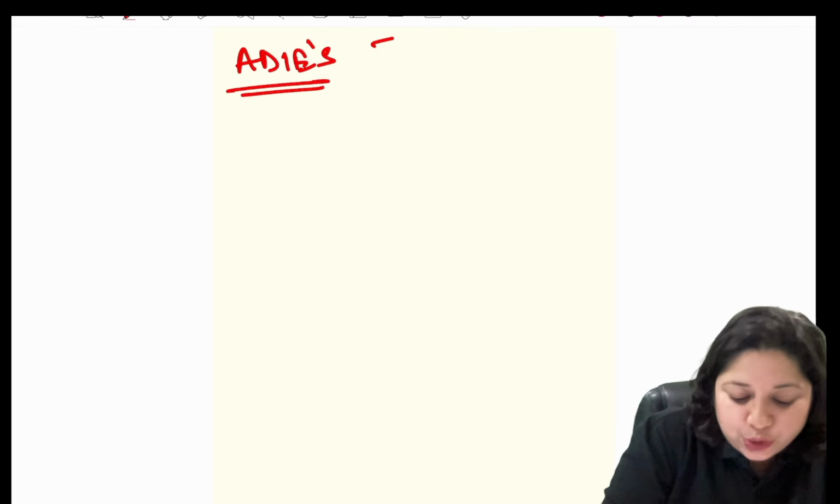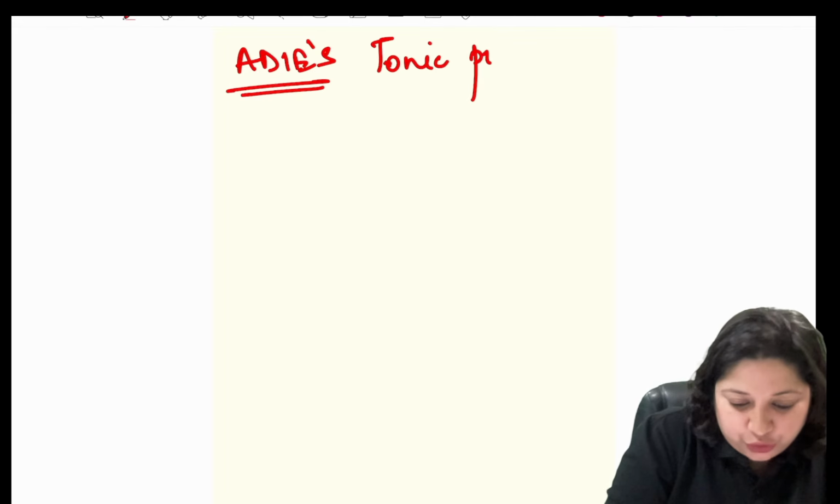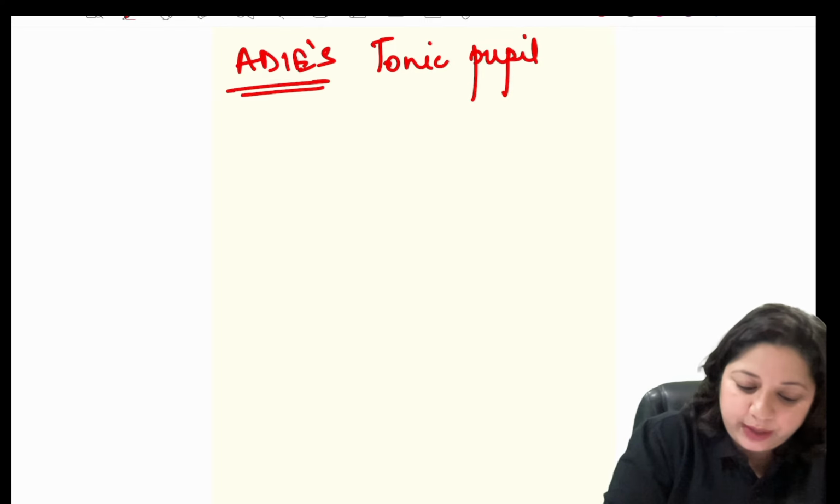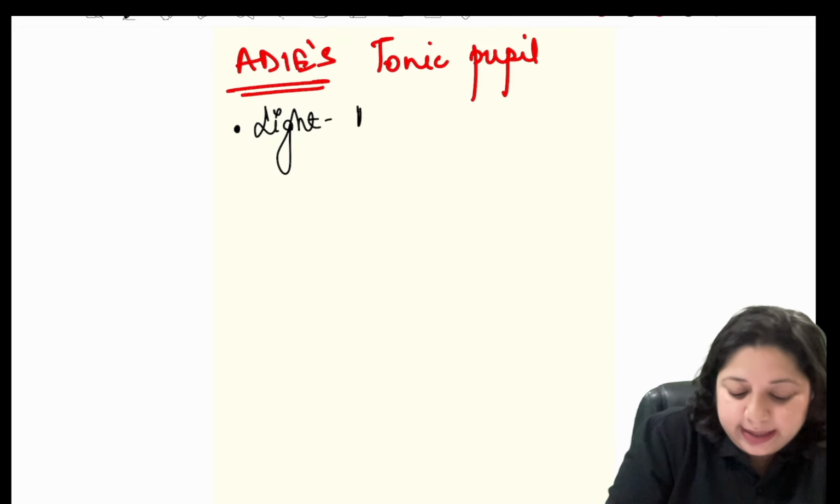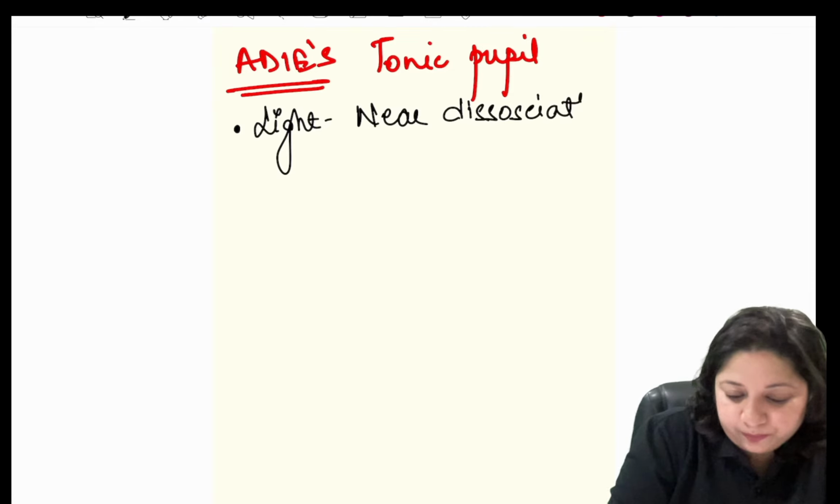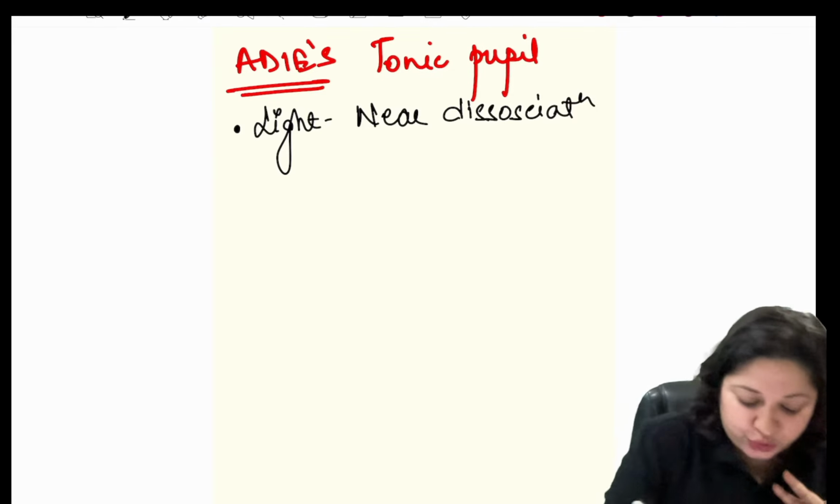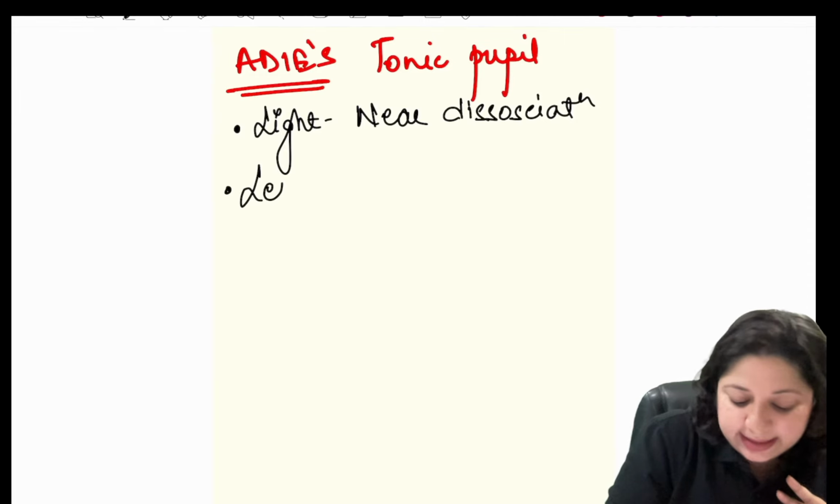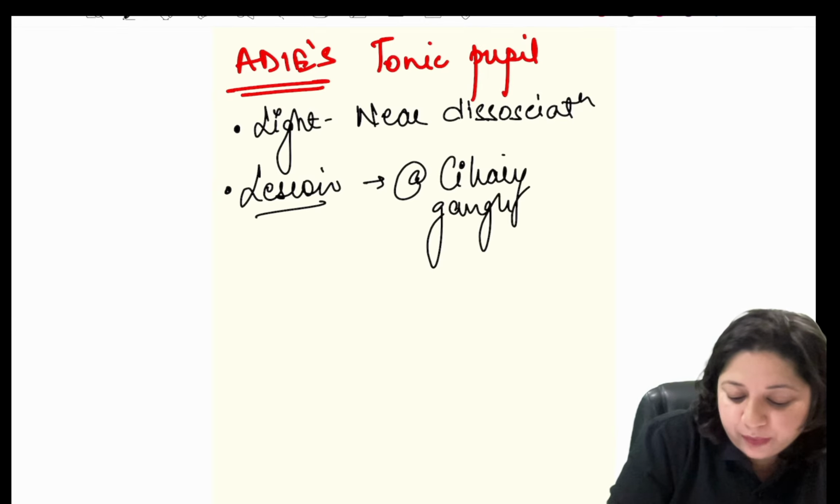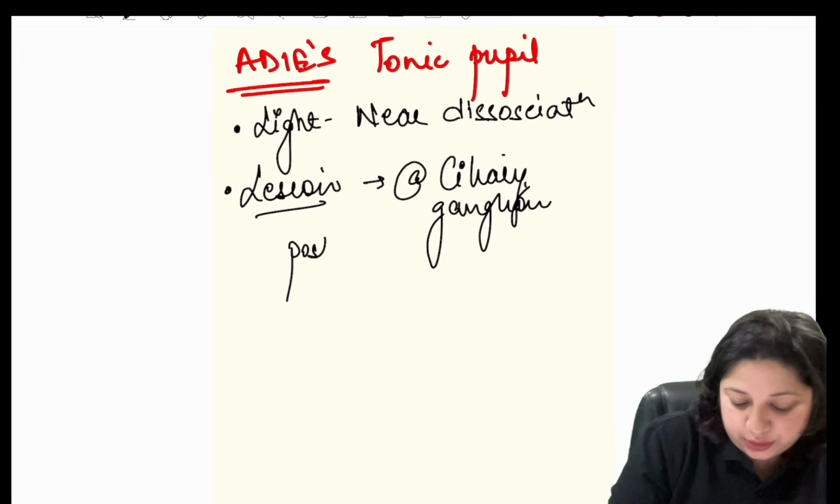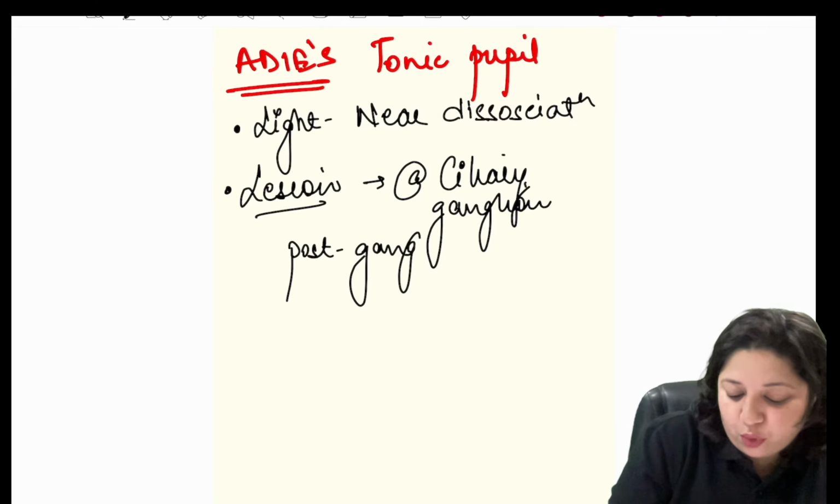So when we talk of Adie's tonic pupil, what are the things that we should know? Whenever we talk about the Adie's tonic pupil, we need to know it has a light-near dissociation. You just saw there's a light-near dissociation. The other thing is, where is the lesion? The lesion is at the level of the ciliary ganglion, and it's a post-ganglionic lesion.